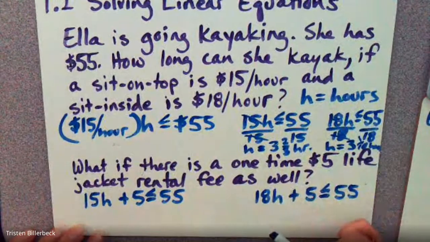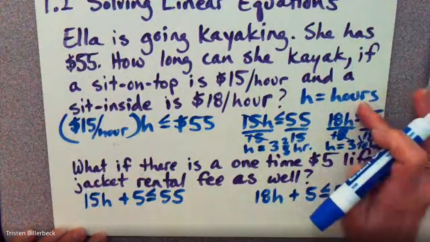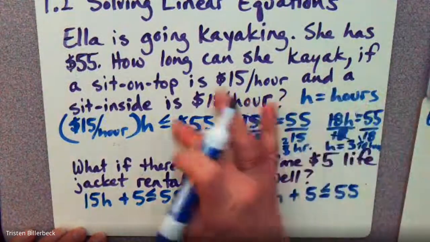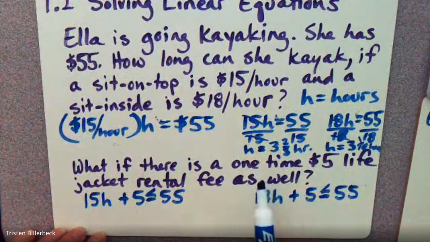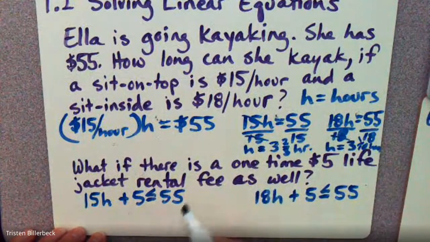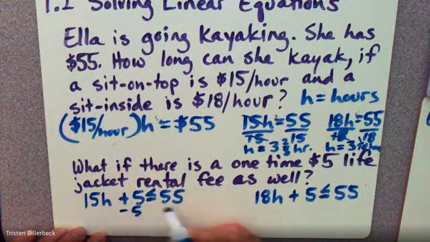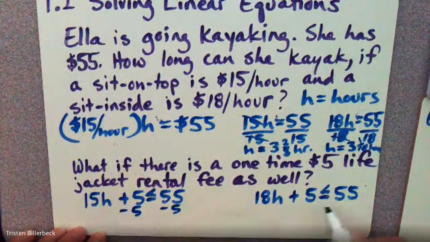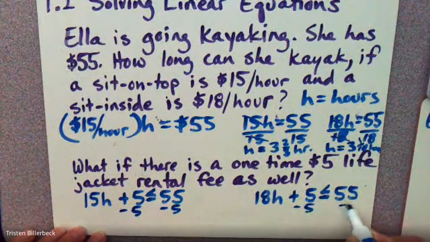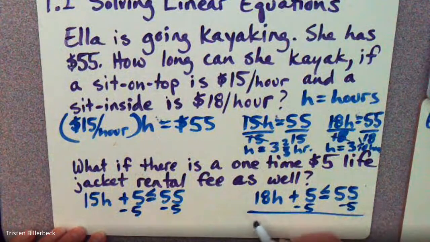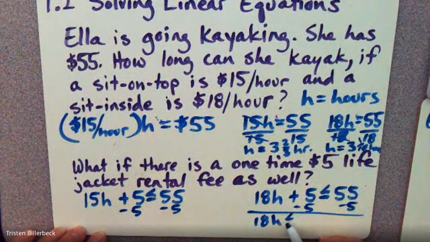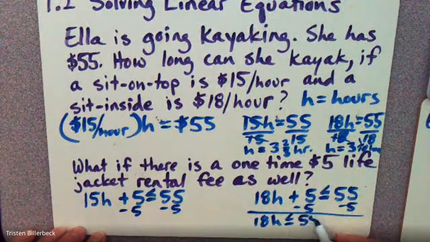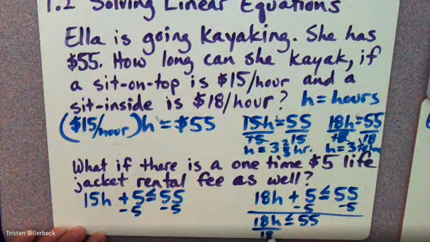Actually, we did an equal, so I'm going to leave it that way. Anyway, when we solve this, we're going to subtract our $5 from both sides. So that gives me 18h is less than or equal to 50. And when we divide by 18, we have a little problem there.